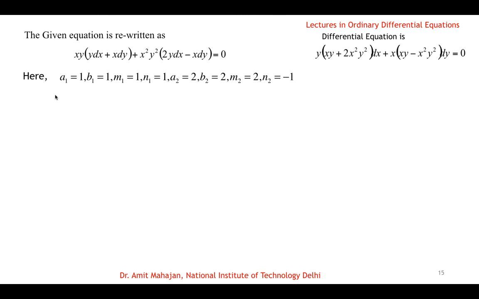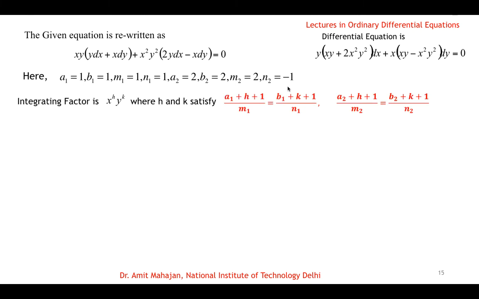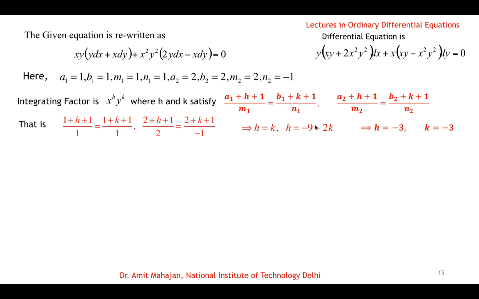Okay, so now we can solve and calculate h and k. It says that a1 plus h plus 1 over m1 is equal to b1 plus k plus 1 over n1. So that's our one equation. Similarly, a2 plus h plus 1 over m2 is equal to b2 plus k plus 1 over n2. We can substitute all these constants here and calculate h and k. Immediately we can solve these two equations to find that h is minus 3, k is minus 3. So the integrating factor is x power h y power k, where h is minus 3 and k is minus 3. That means 1 by x cube y cube is the integrating factor.